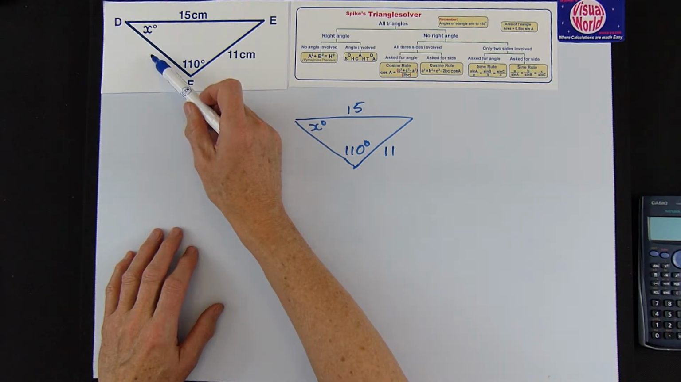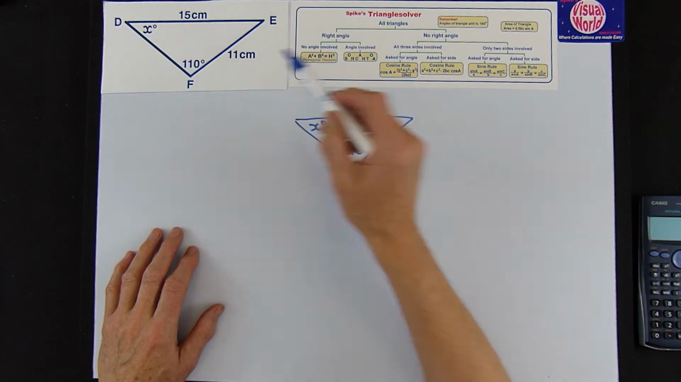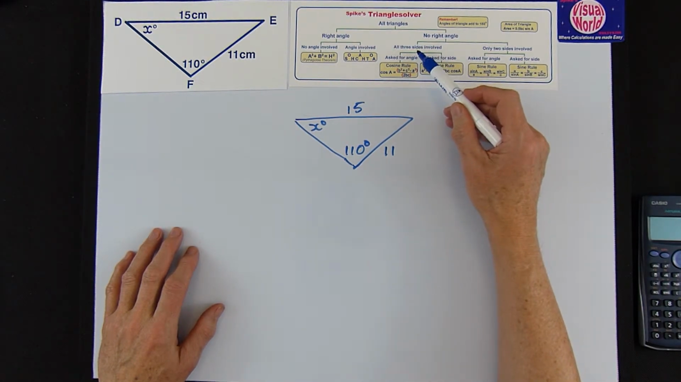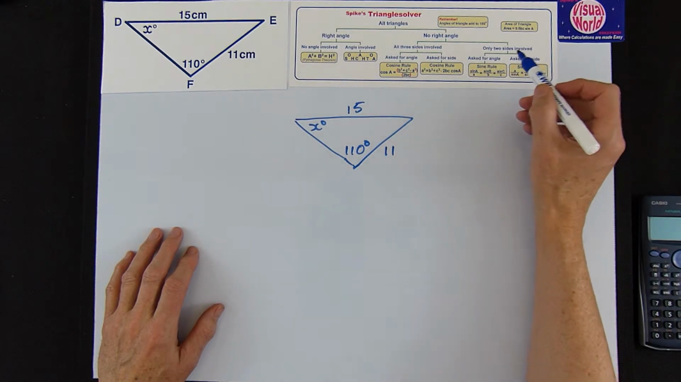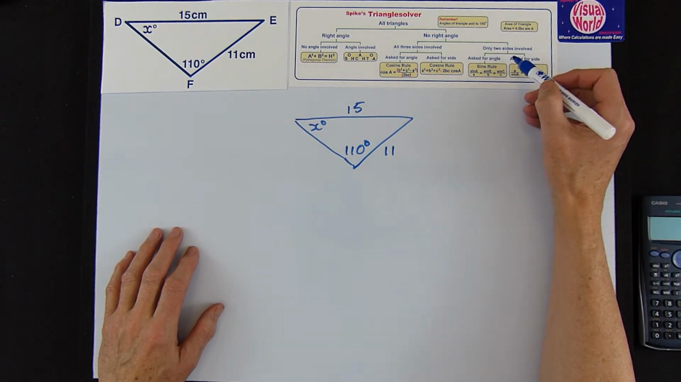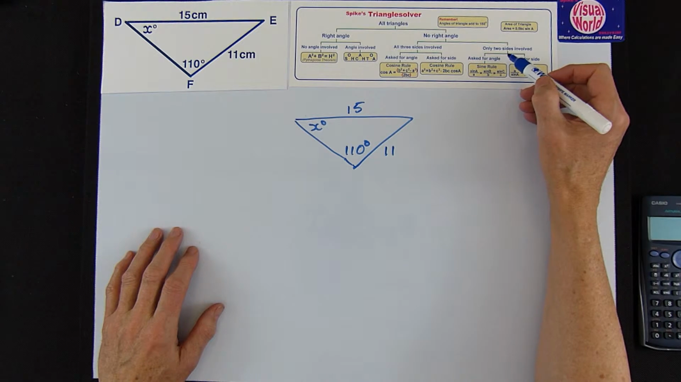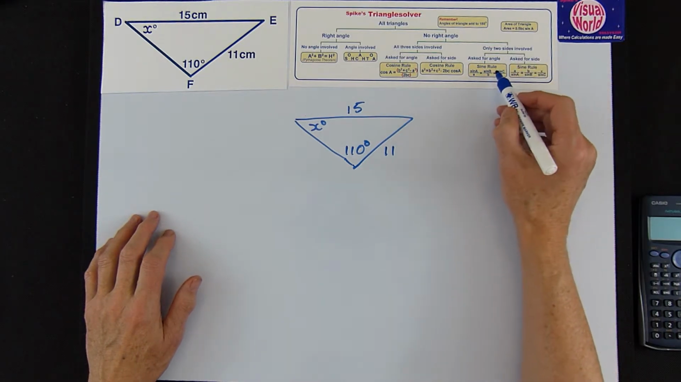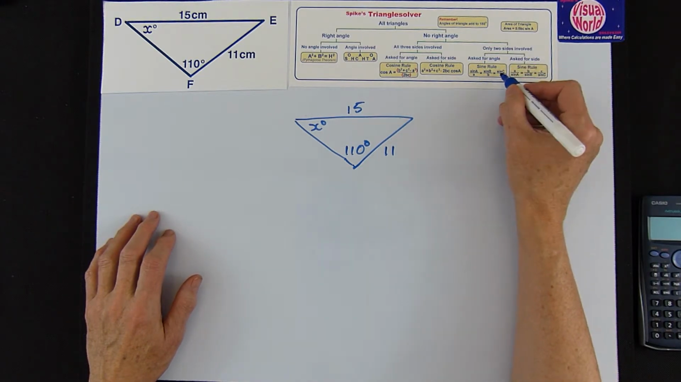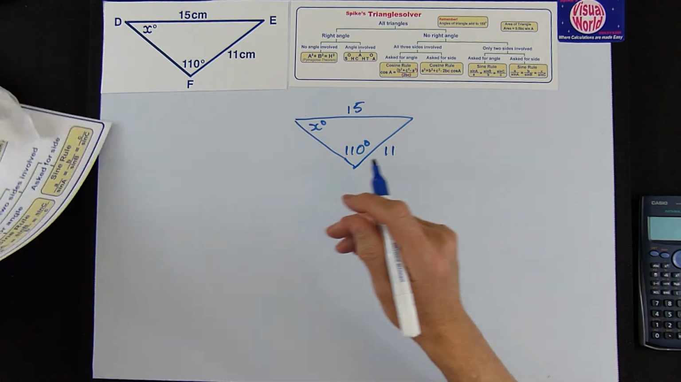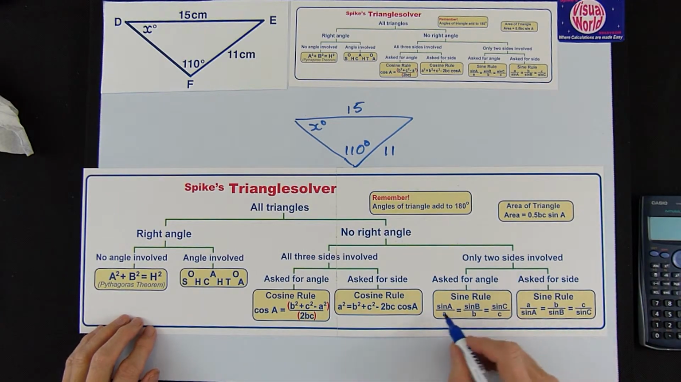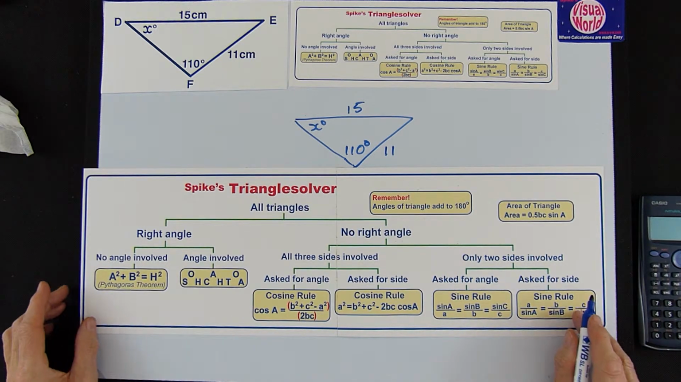This means that when we get down there it's not a right angle triangle and all 3 sides are not involved this time. This means we've got to go down this side here. Now we've got to decide what we're being asked for, and we're asked for an angle. So it's asked for an angle, so it's the sine rule in that form there. So showing you on the big one, we come down that side and it's the sine rule, and it's that formula there we're going to use.